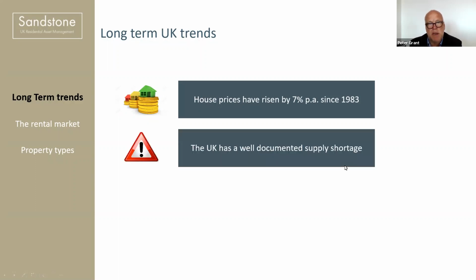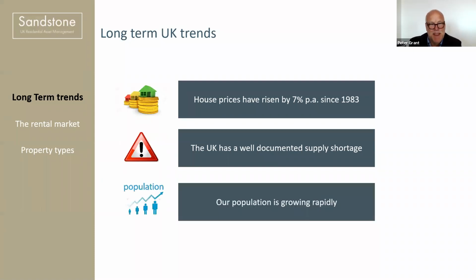And that's driven by 2 things. The first thing is that the UK has got a really well documented supply shortage of houses. And that applies to not just houses to buy, but also, in fact, houses to rent. So feel free to go to your own information sources and read all about that. It's a big political issue in the UK, but has been for 23 years that I've been around.